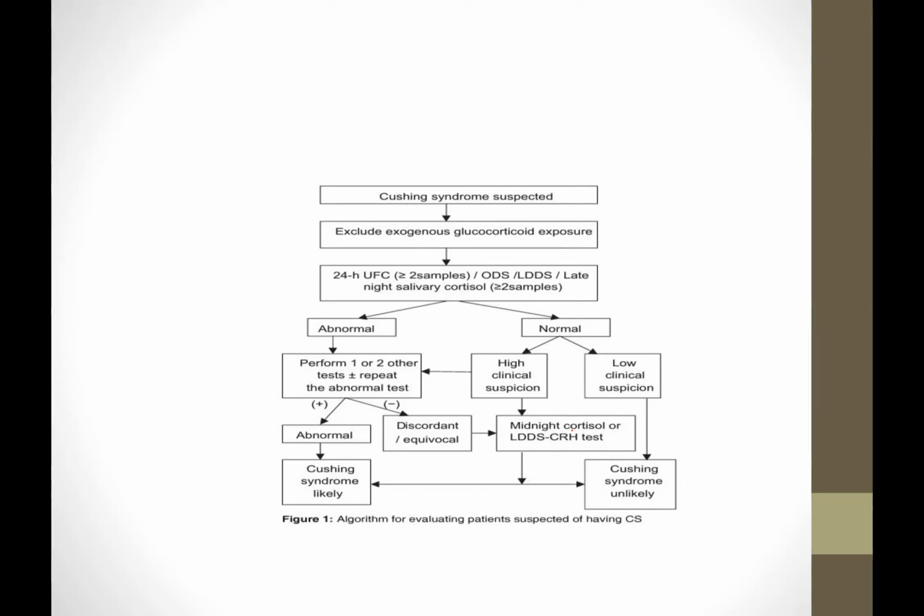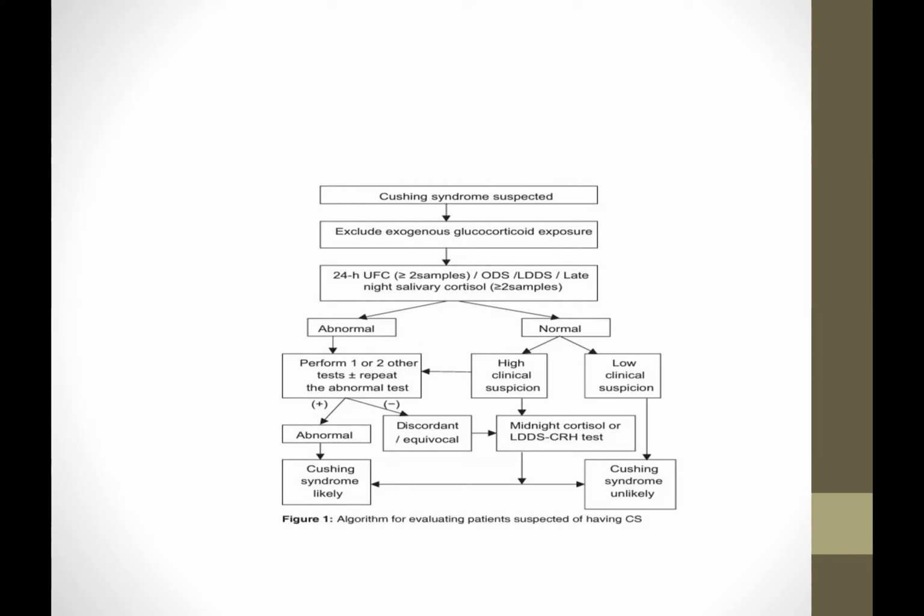If the initial tests are normal, even though we have high clinical suspicion, we can do midnight cortisol or low dose dexamethasone suppression with CRH test. In case of low clinical suspicion, Cushing syndrome is unlikely. Okay. So this is very clear. The patient has got clinical symptoms and signs of Cushing's. As you have seen, body fat, skin, hypertension, weight, height, and all that list you remember. And then you suspect. Once you suspect, exclude exogenous glucocorticoid exposure, because iatrogenic exogenous use may be prescribed by a doctor inadvertently for a long time or the patient was continuing the drug without our knowledge. It's also possible. Exclude that.